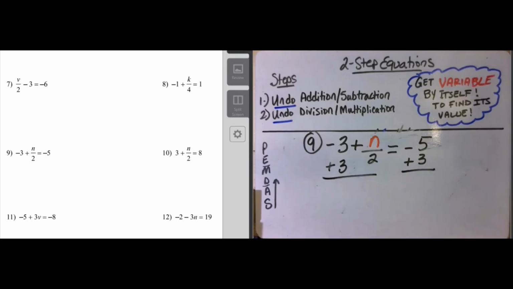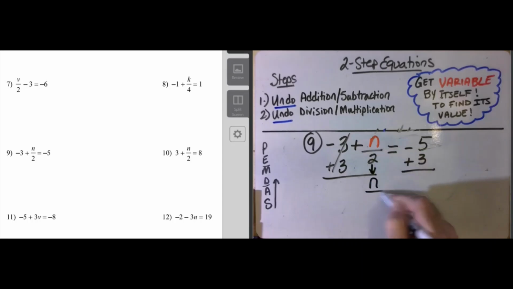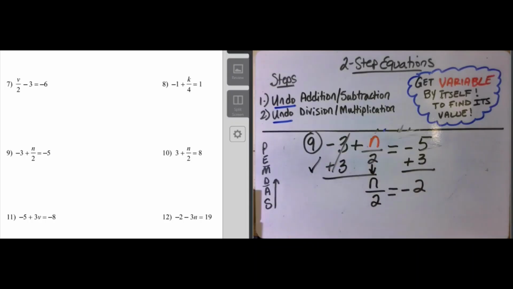Draw your lines to make your two math problems. Now you work vertically. Negative 3 plus 3 is 0. It crosses those out. There's nothing to add or subtract to n over 2, so you bring that down. Negative 5 plus 3 is a negative 2. So we got that first step done.